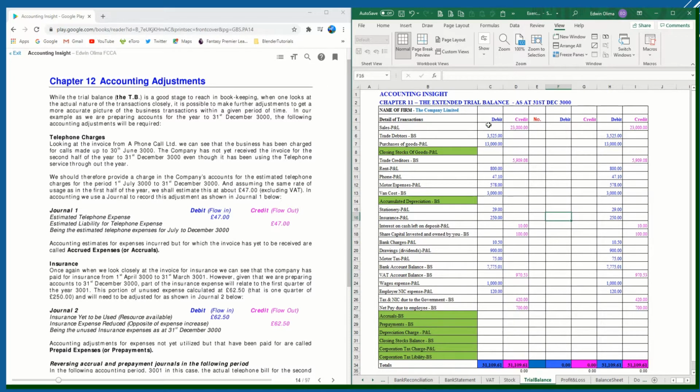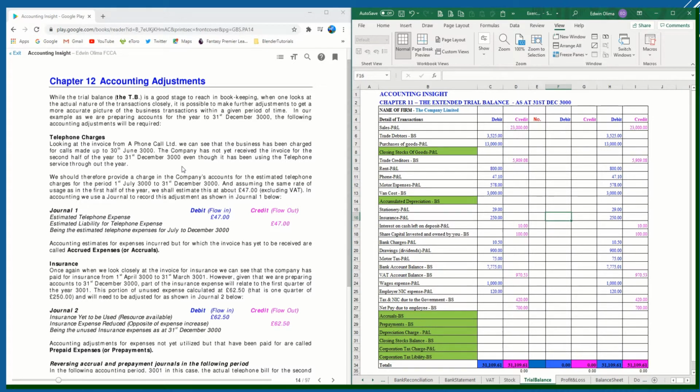So while the trial balance is a good stage to reach when preparing your records of accounts, when you look closely at the invoices of the business, you will find that there are further adjustments that can be made. And I'm going to go through these adjustments here with you. This is what the management accountant or the financial accountant will prepare before they produce the final figures for the profit and loss account and the balance sheet for the business.